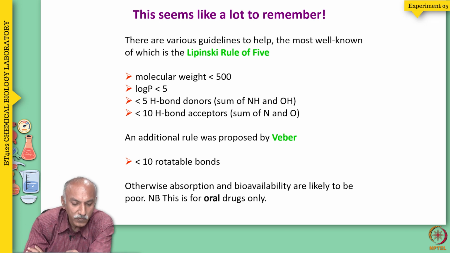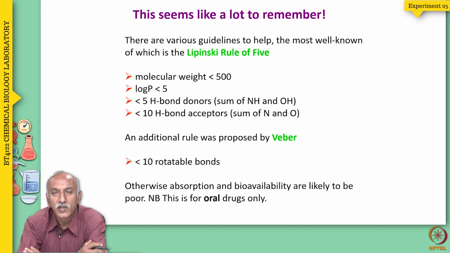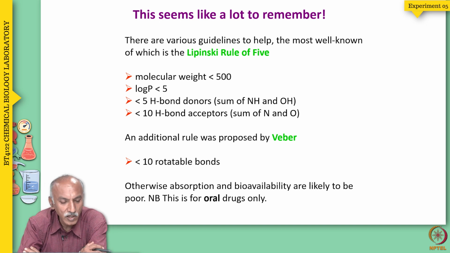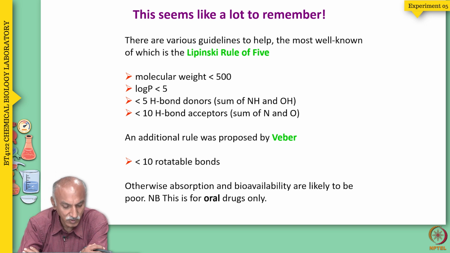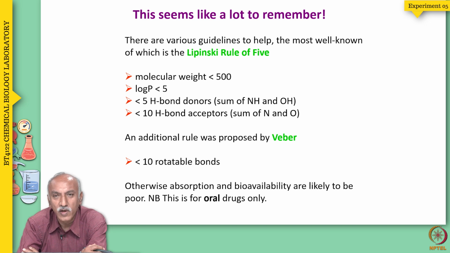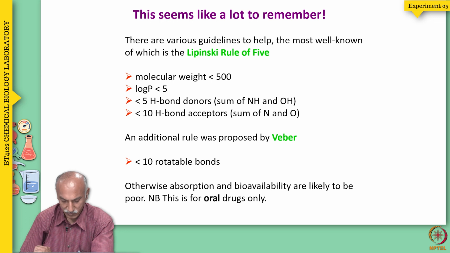So, if the log P is less than 5, the molecule is most probably accepted by the medicinal chemist, so it will get inside the system. Okay. Otherwise the absorption and bioavailability are likely to be poor, and this is mainly for oral drugs only.